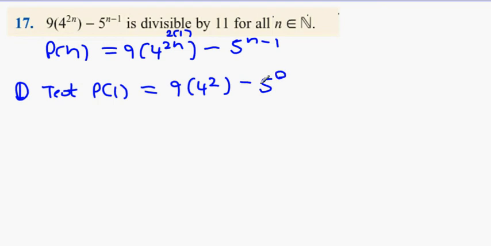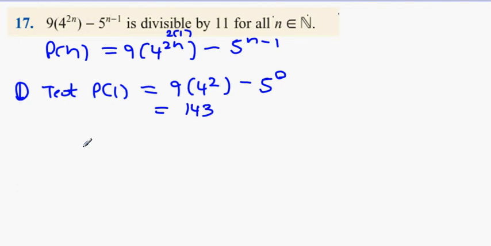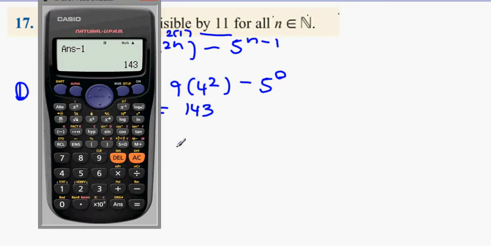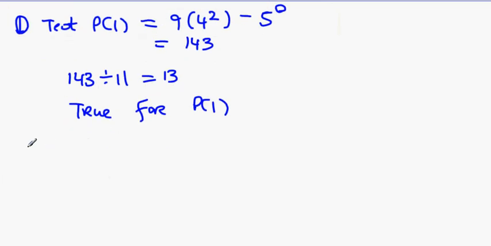And what we're going to have here is 9 times 16. So 9 multiplied with 16 is going to be 144. And minus 1 is 143. And this 143 divided by 11, because we have to see if it's divisible by 11, equals 13. Okay, so true for P of 1. So it is divisible for P of 1. Now part 2, we're going to assume true for P of k.